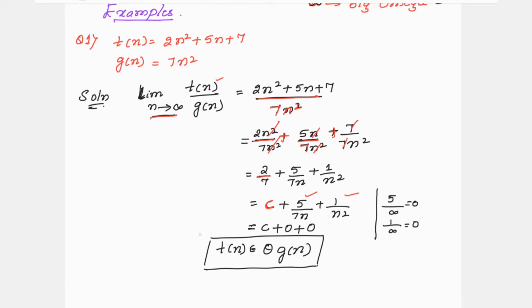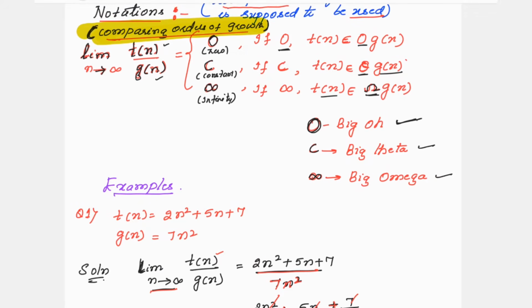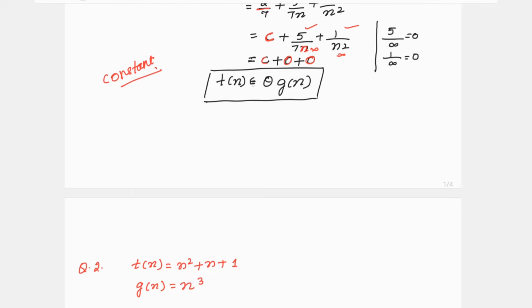So I am using the limit approach. When n tends to infinity, when you are dividing any number by infinity, if you write infinity in place of n, then both these terms will become 0. So c plus 0 is c. You got the value as a constant. So the limit approach says that if it is a constant, then it belongs to theta. So you write T of n belongs to theta of g of n. Now you have decided that the asymptotic notation to be used for this expression is theta.